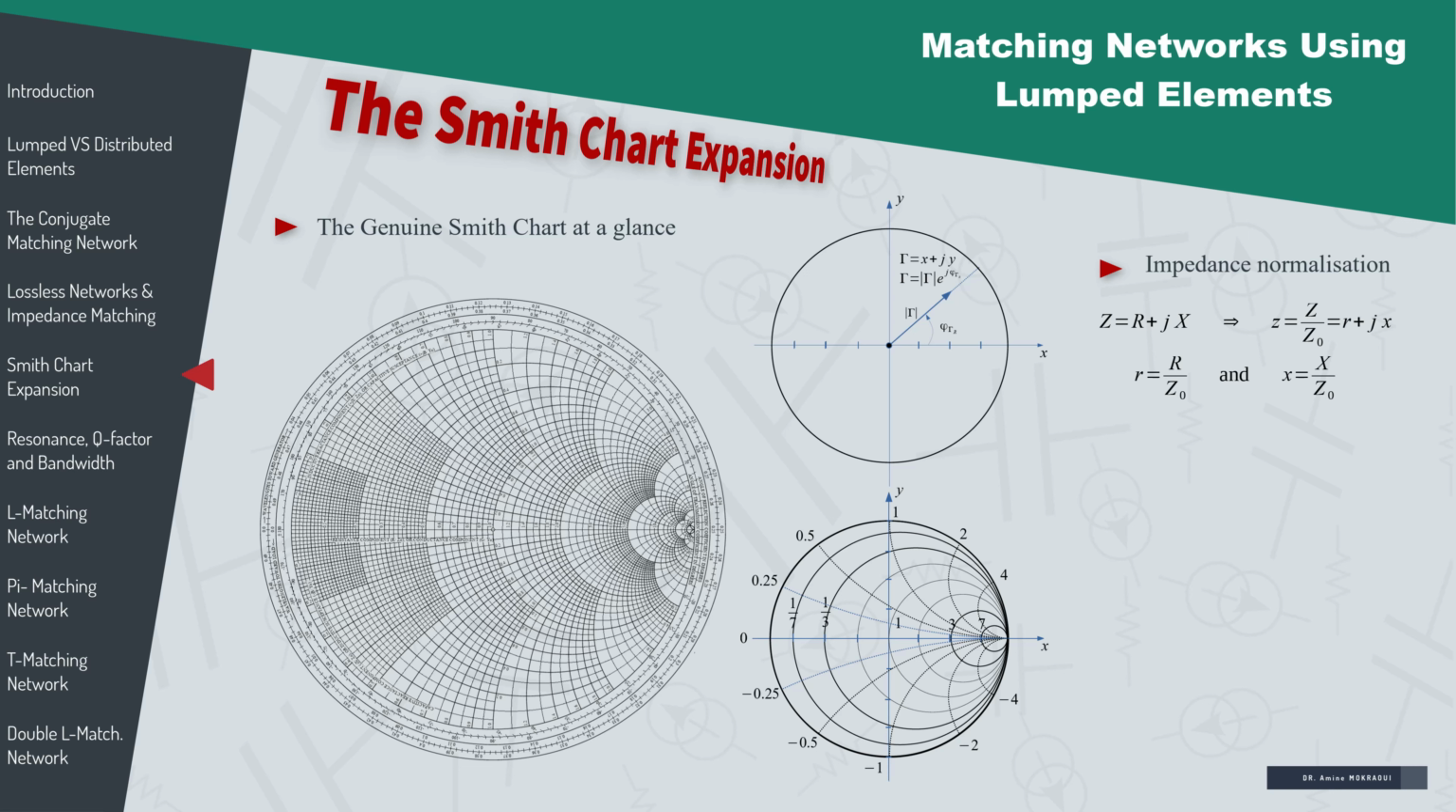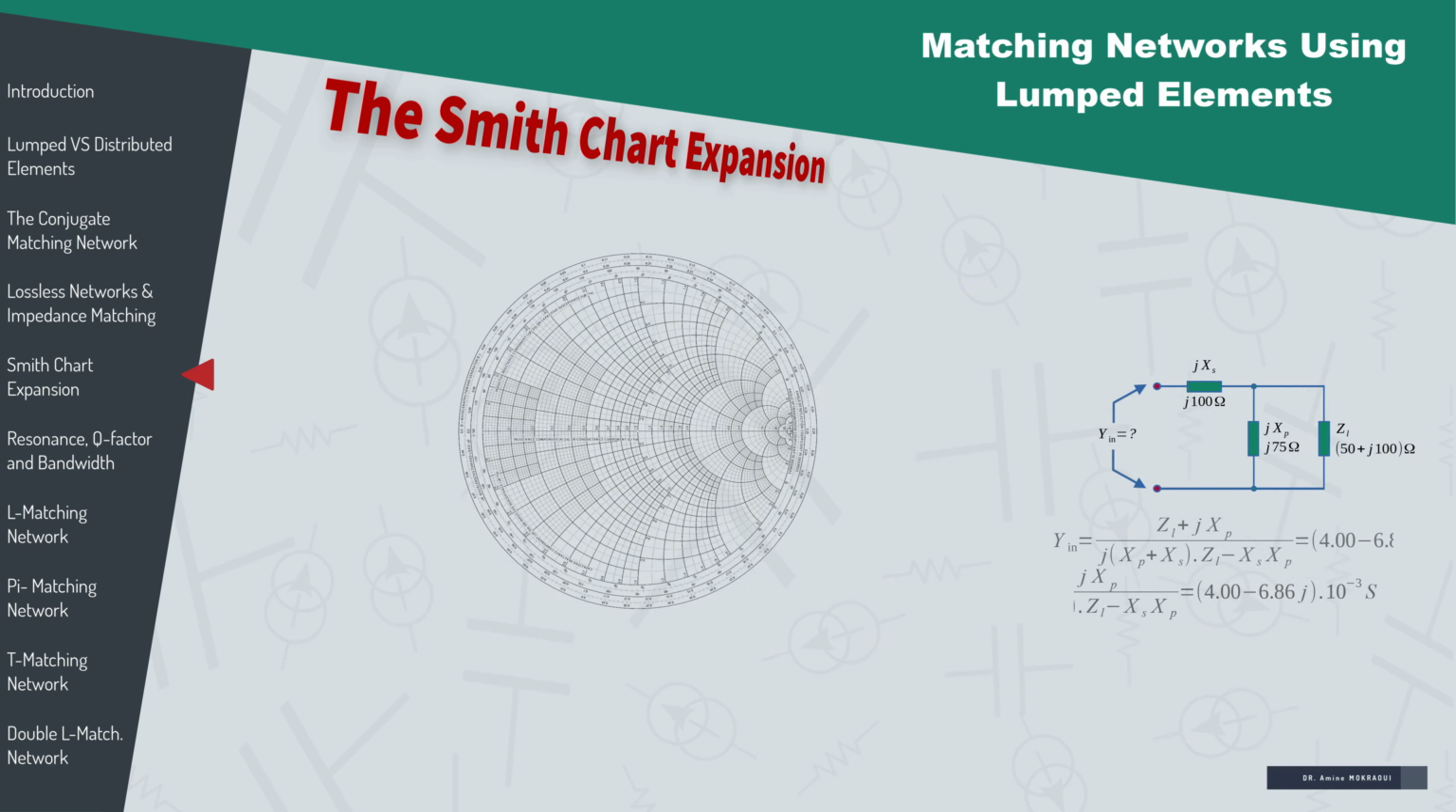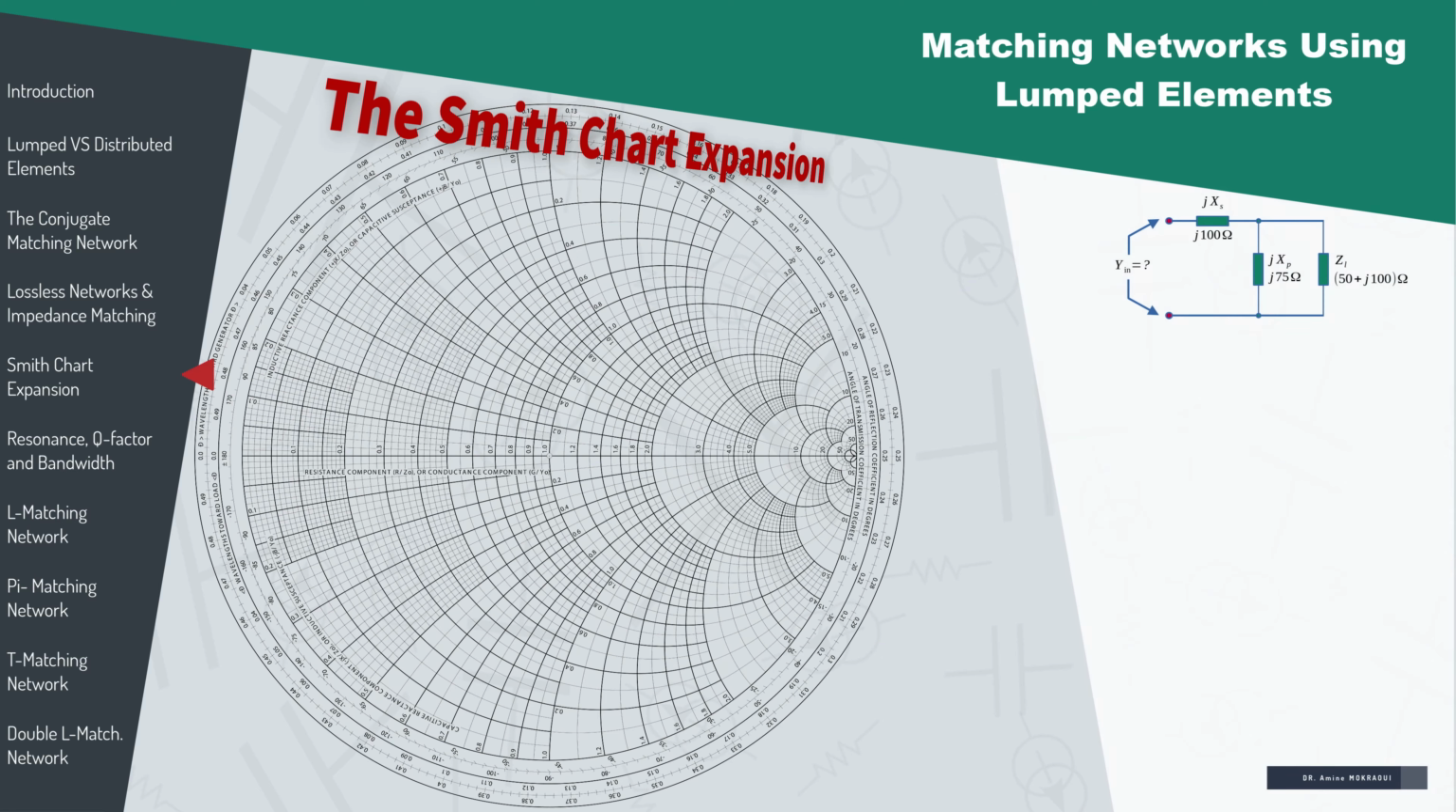Assume we want to compute the input admittance of the network depicted in the following figure. Analytically, we find Yin equals 4 minus j6.86 millisiemens. Finding this result graphically involves the following steps. First, we locate the terminal load on the chart. So, from the uppercase ZL, we find the normalized zL.